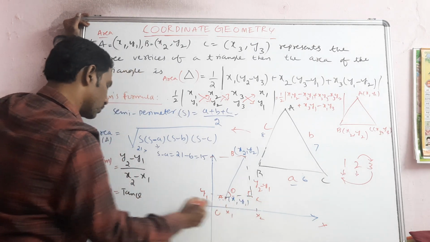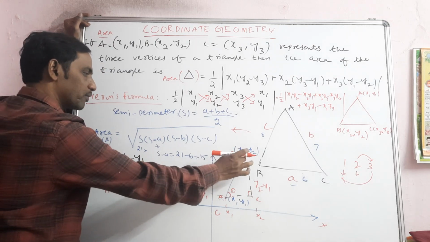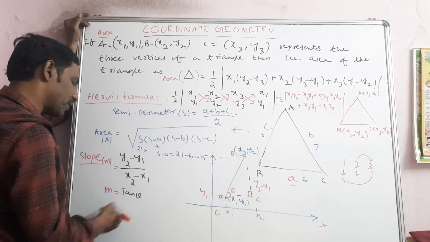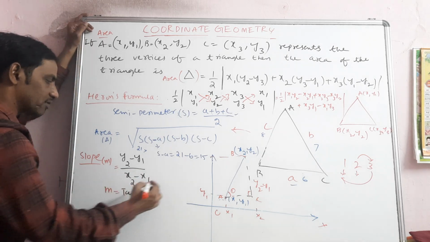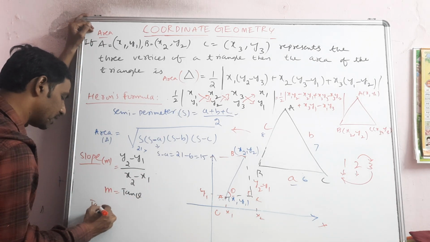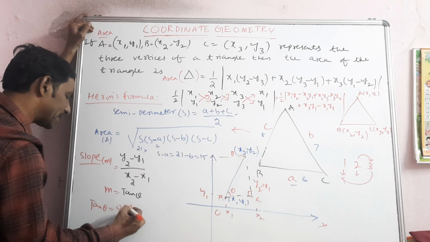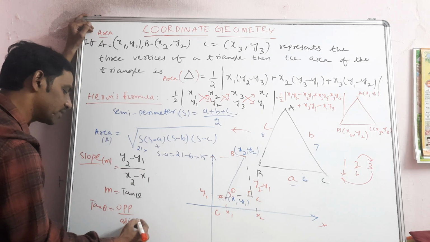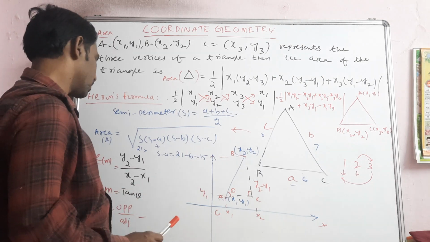So rise by run means opposite side by adjacent side. So that is the tan theta formula. What is tan theta? Actually tan theta is opposite by adjacent. So when you write y2 minus y1, that is nothing but opposite by adjacent only. So here you can find the slope.